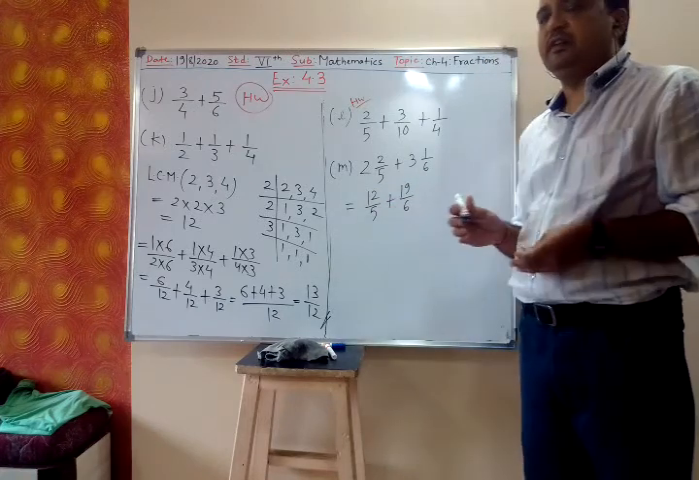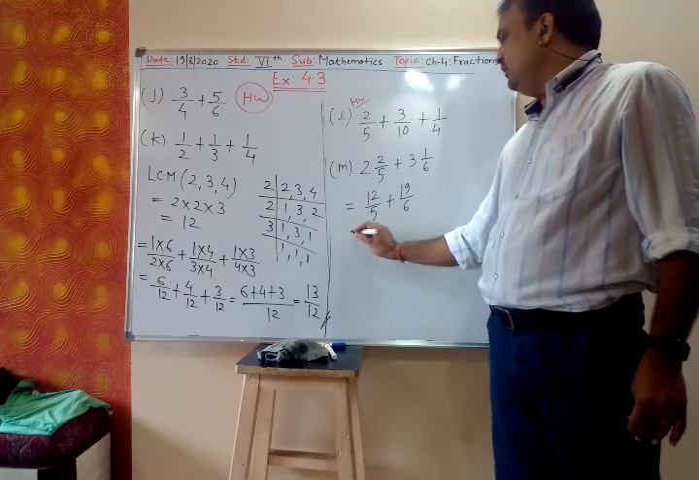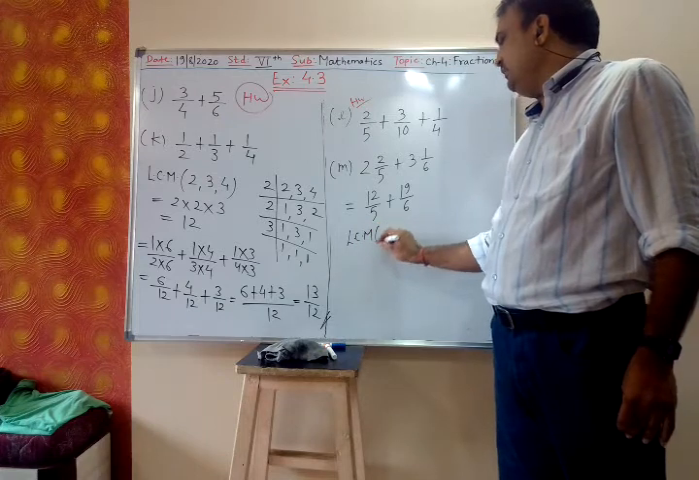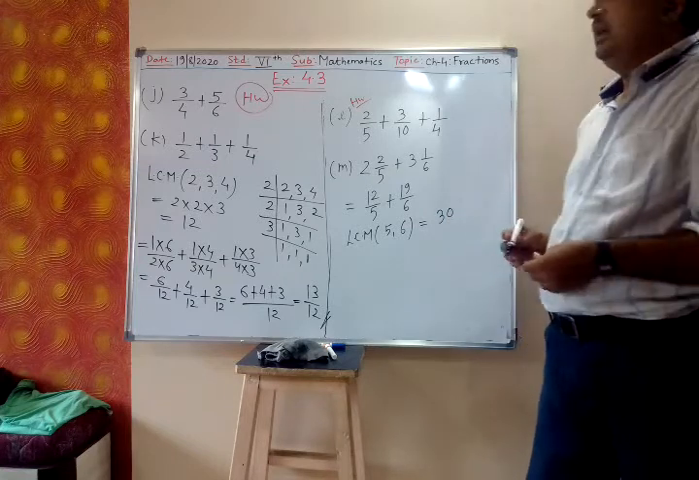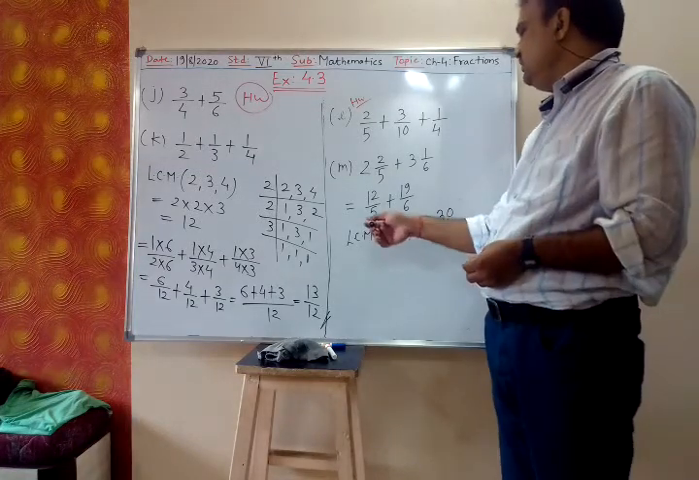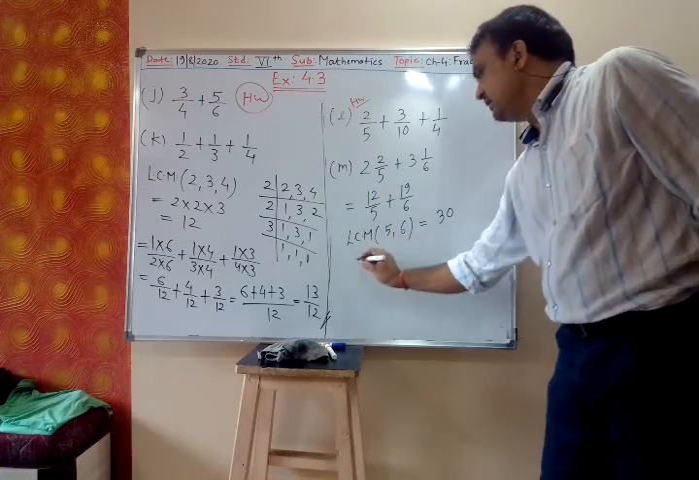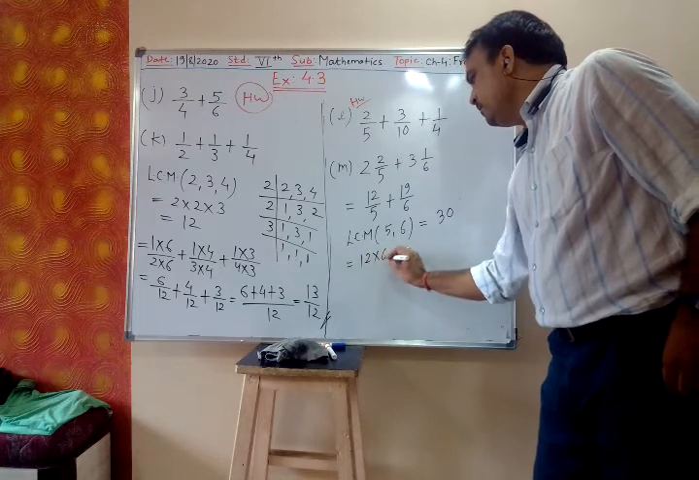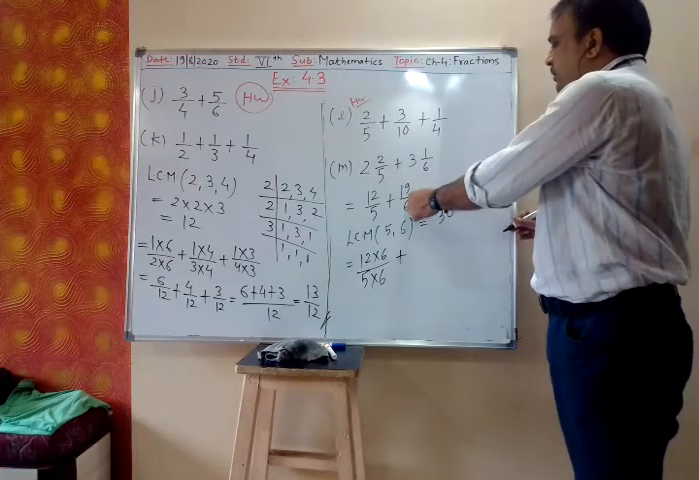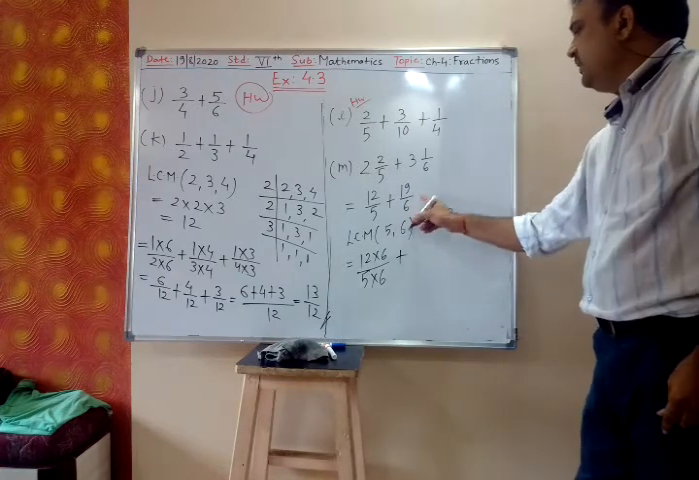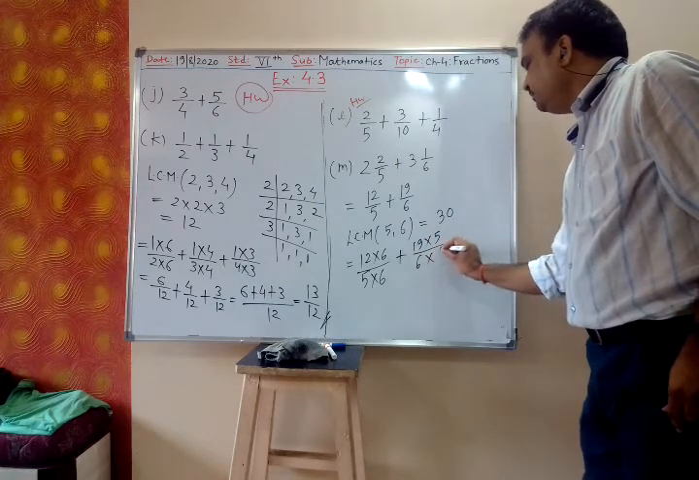Now they are not like fractions because denominators are 5 and 6. So I will take the LCM of denominators 5 and 6. LCM of 5 and 6 is 30. So now let us make the denominator equal 30. I have to multiply this 5 by 6, so 12 into 6 upon 5 into 6. To make the denominator of 19 upon 6 as 30, I have to multiply 6 by 5, so 19 into 5 upon 6 into 5.